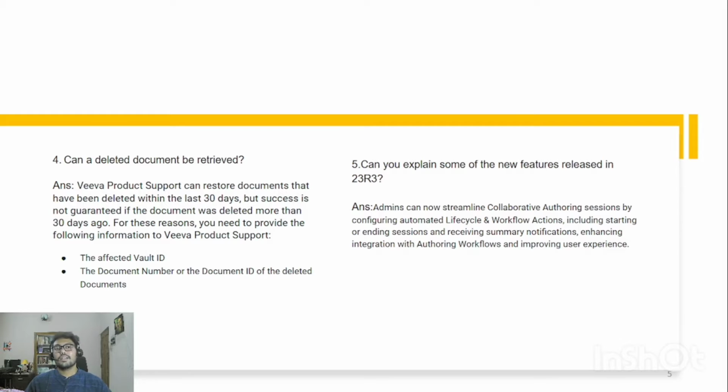Next question: can a deleted document be retrieved? The answer should be that it is not recommended to delete any approved document, but in case deletion is needed, it can be restored within 30 days. You as an admin or team need to reach out to Veeva product support and provide some information: the affected Vault ID, and the document number and document ID of the deleted document. That way you can restore your document.